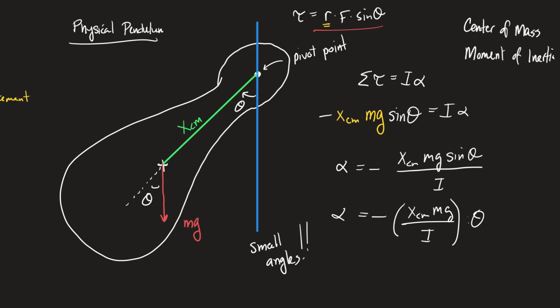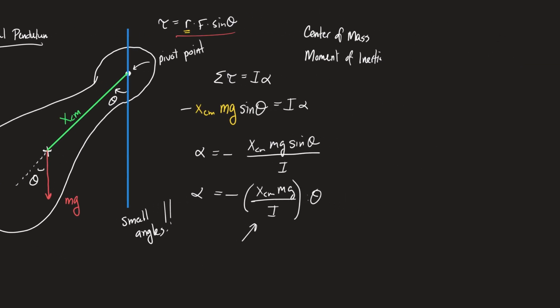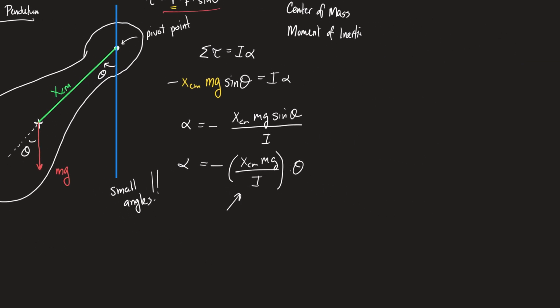All right. That's it. That's what controls the motion. So now that we've done all this work, let's recognize that omega is going to equal the square root of xcm mg over I. That is omega for a physical pendulum.